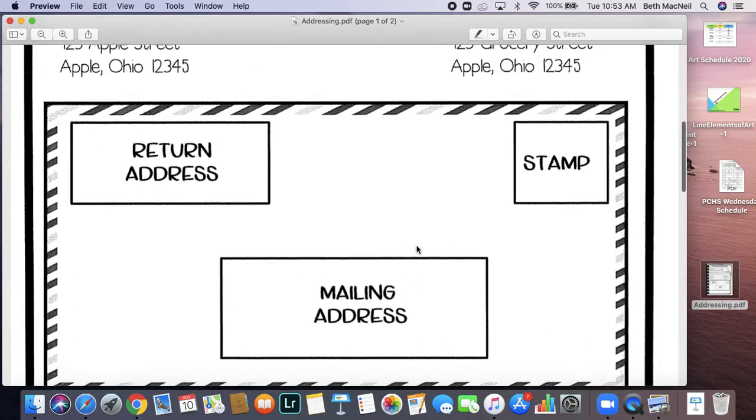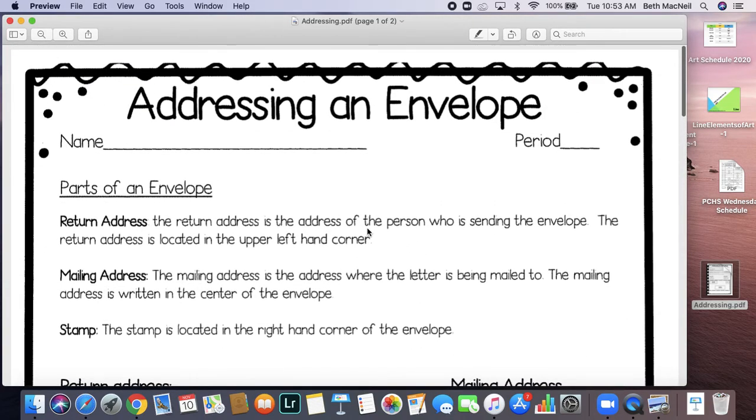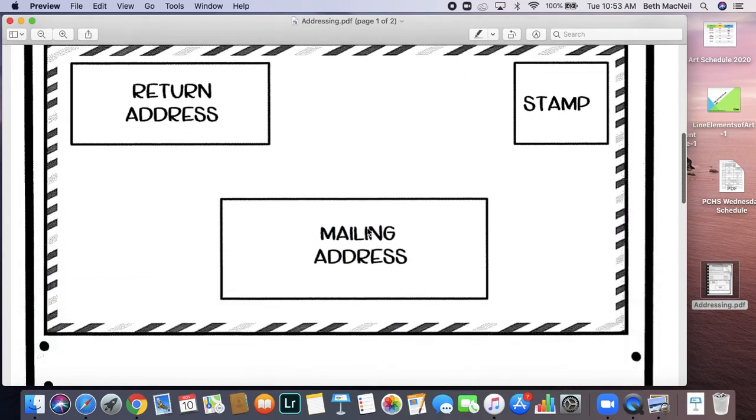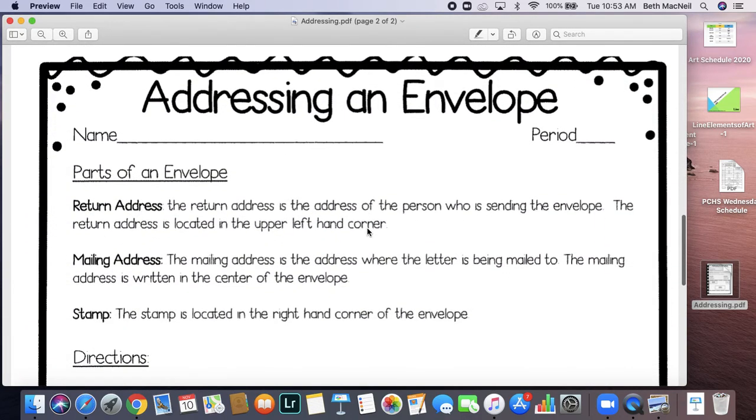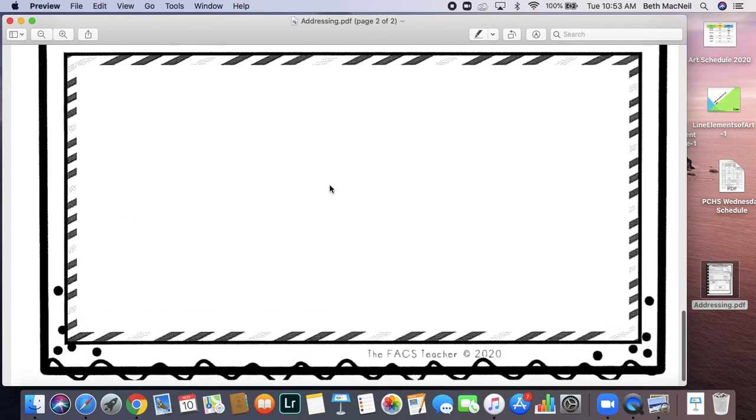So as part of this assignment, you will be submitting the picture or the file, a PDF file of your completed checks, and a picture or the completed file of your addressed envelope, like below. If you have any questions about that, please feel free to reach out.